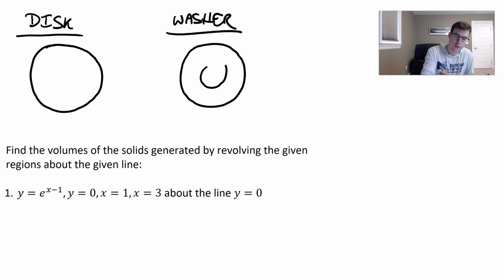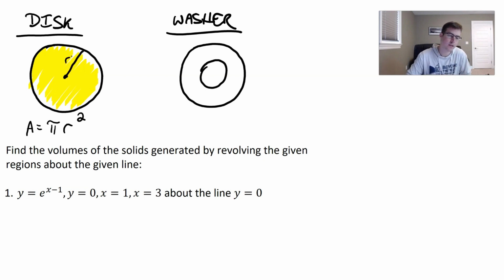When we're using the disk method, we're actually going to be taking the area of the entire circle, that entire inside. And you know that the area of a circle is pi r squared, where the distance from the center out to our circle is r. Now for a washer, the area that we're going to be dealing with is in between here, so it's going to be this area right here.